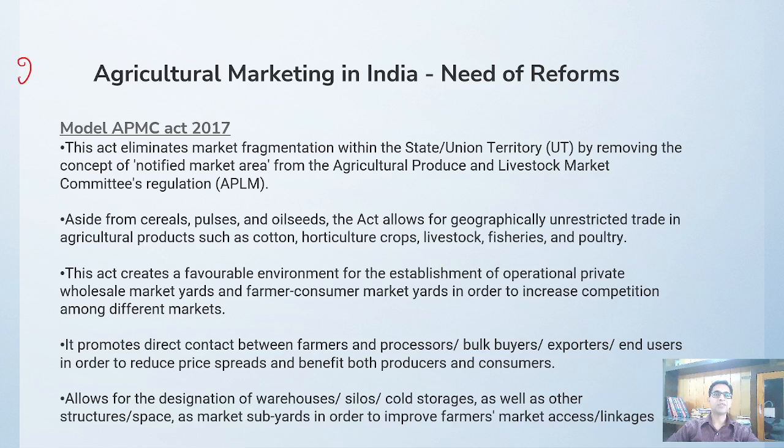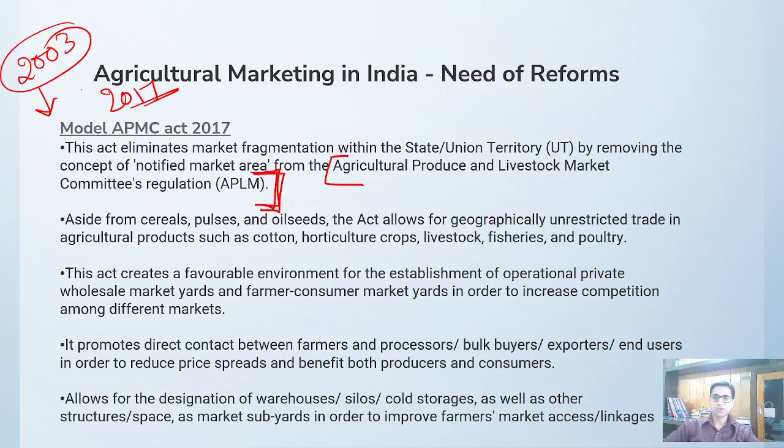Then we have a Model APMC Act. Earlier, the Model APMC Act came in 2003, but it was replaced by the Model APMC Act of 2017, called the Agriculture Product and Livestock Marketing Committee Regulation. So right now, APLM will be running in our country. This act allows geographically unrestricted trade in agriculture produce. Now you can trade anywhere in the country, whether it is food grain, cotton, horticulture, fishery product, or anything. We will be discussing this whole topic in detail.